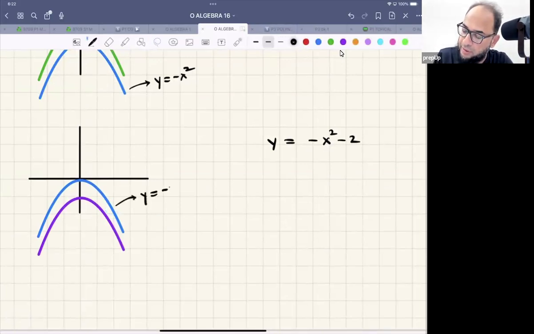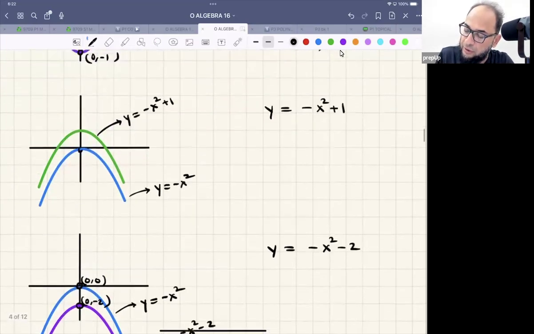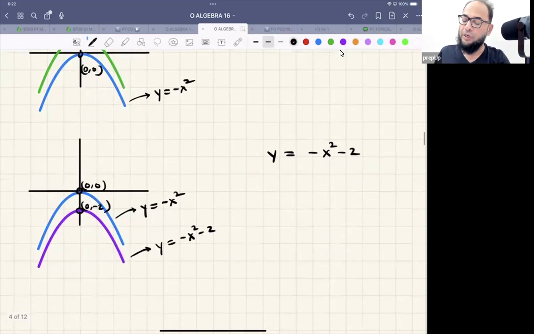Y is equal to negative x square. And this purple one is y is equal to negative x square minus 2. This is 0, 0. This is 0, negative 2. This is 0, 0. And this is 0, 1. So that's how these 4 graphs are drawn.